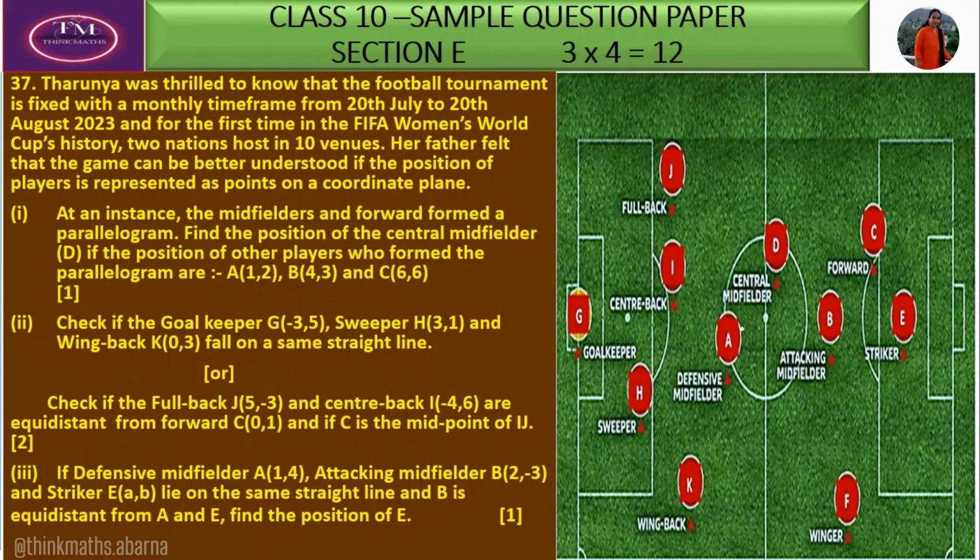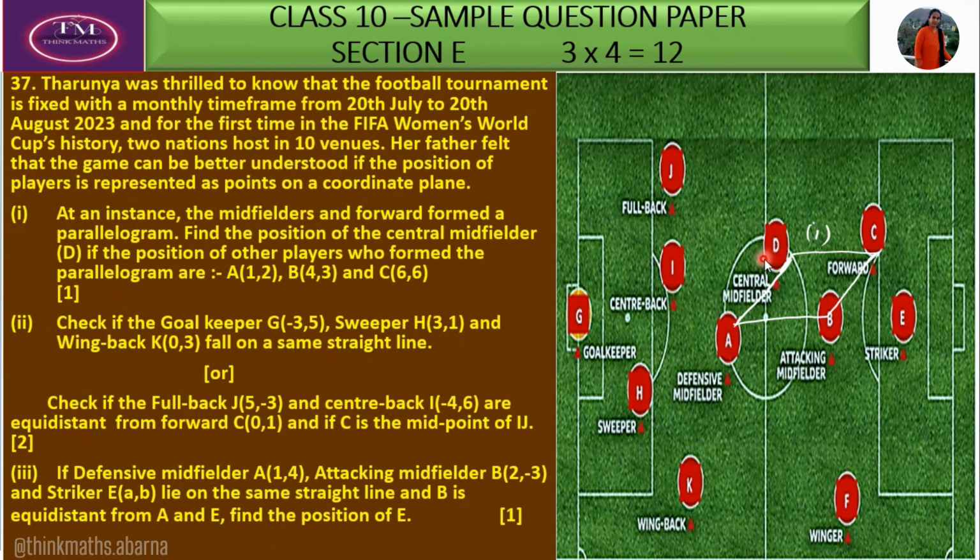So this is the parallelogram formed with A, B, C, D. A parallelogram is formed here. So this is the first part. Find the position of the central midfielder. Who is that? D. Central midfielder is D.